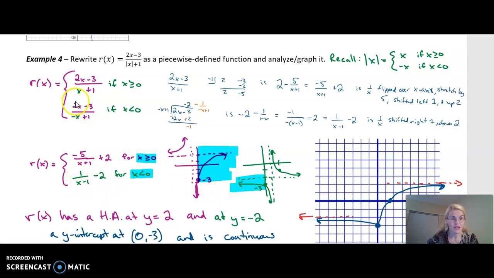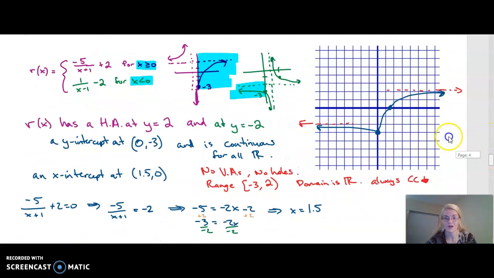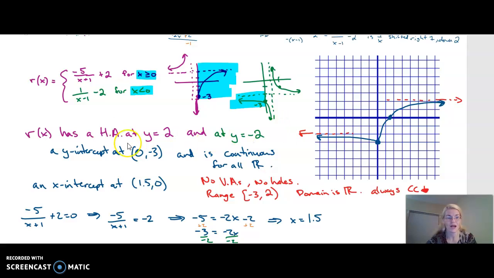And then over here, when I just did long division, you're going to have negative 2 minus 1 over 1 minus x. I can factor a negative out, and I can rewrite this as 1 over x minus 1 minus 2. So again, this is just shifted right 1 and down 2. So right 1 and down 2. Lo and behold, they meet at that same intercept. And so putting it all together, I've got my 2 bits to graph.